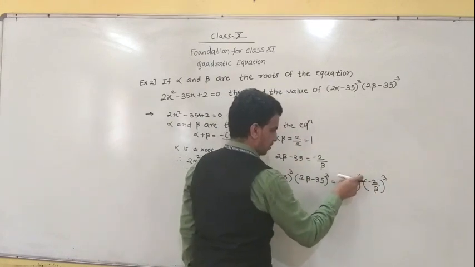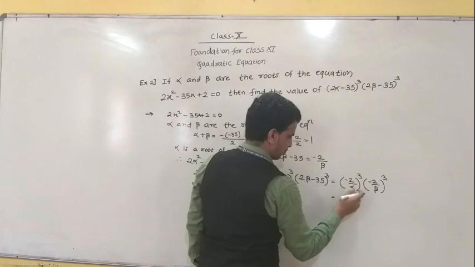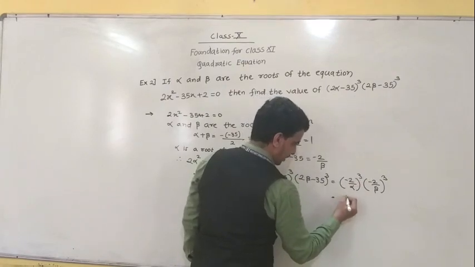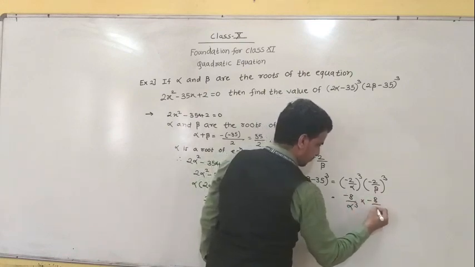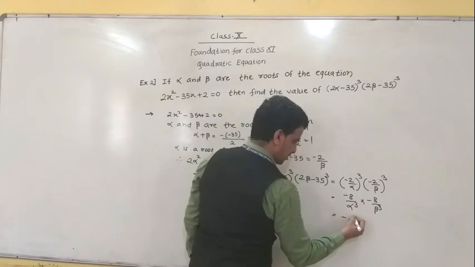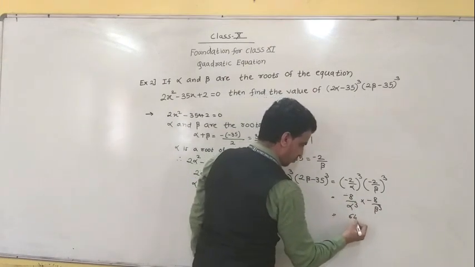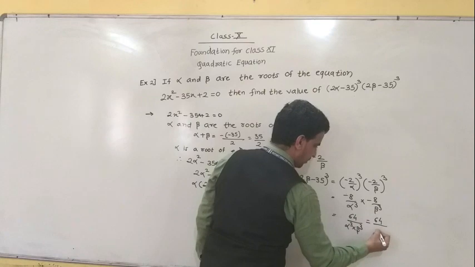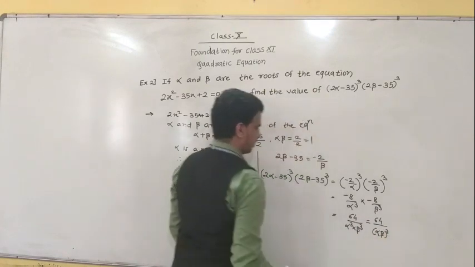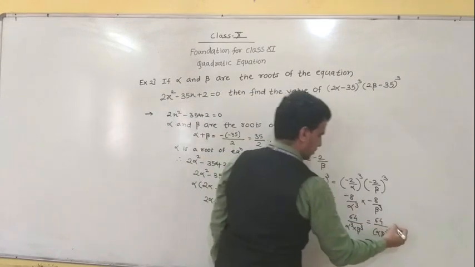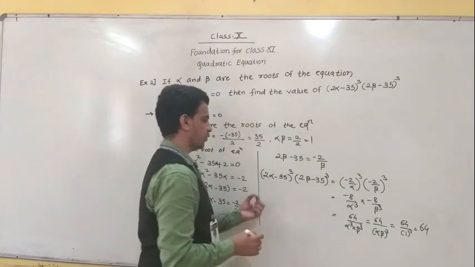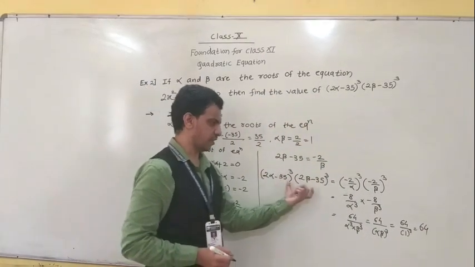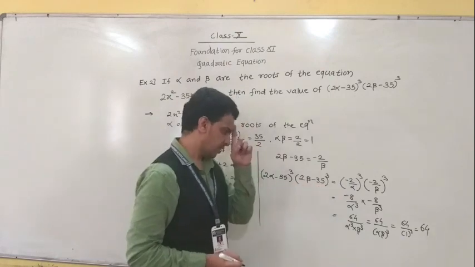Okay, so if we take the cube of these terms, we get minus 8 by alpha cube into minus 8 by beta cube. So this is plus 64 by alpha cube into beta cube, that is, we can write 64 by (alpha into beta) cube. Now the value of alpha into beta is 1. So 64 by 1 cube is 64. So the value of (2 alpha minus 35) cube into (2 beta minus 35) cube is 64.